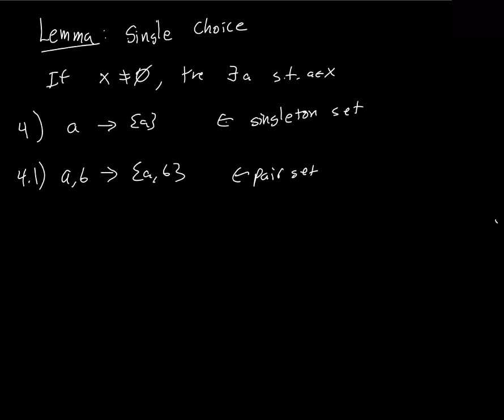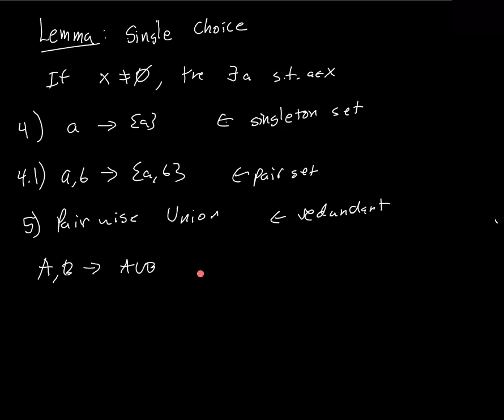All right. Now we have pairwise union. So pairwise union is going to become redundant. This is redundant because you'll see the axiom of union plus the pairwise set generalizes this, but we'll still go over it for pedagogical purposes. So pairwise union states that for any 2 sets, A and B, we can create A union B. Namely, if x is in A union B, x is in A or x is in B.